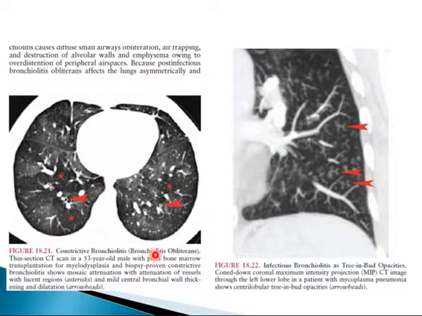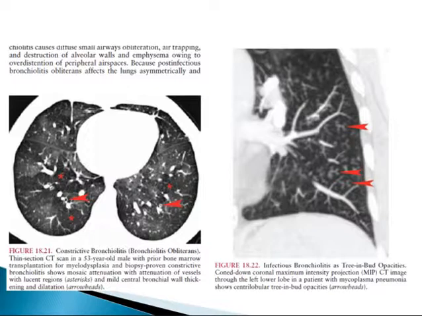This is a CT, a case of constrictive bronchiolitis. This is a 53 year old man with prior bone marrow transplantation. It shows mosaic attenuation with attenuation of vessels in the lucent regions. I think we talked about that previously, but anyway, let's just review it rapidly.